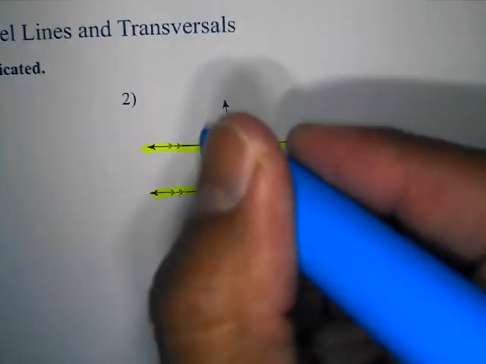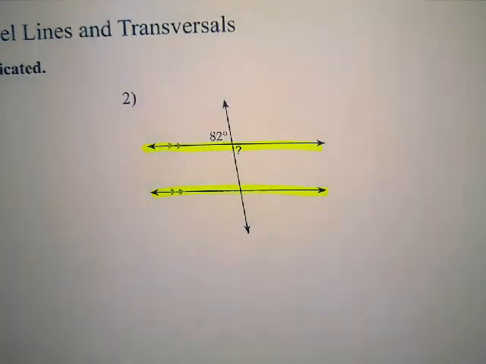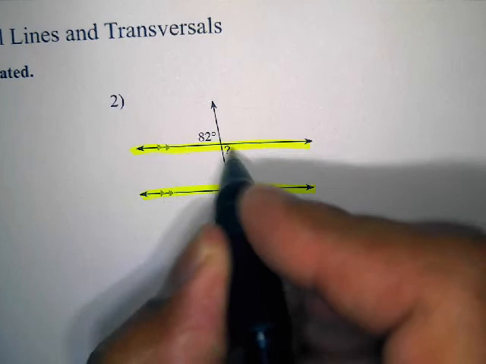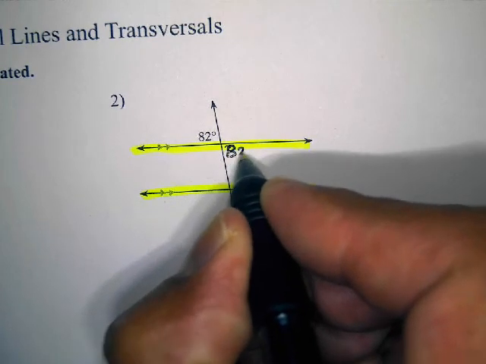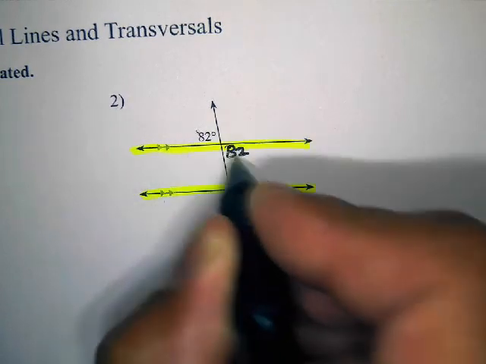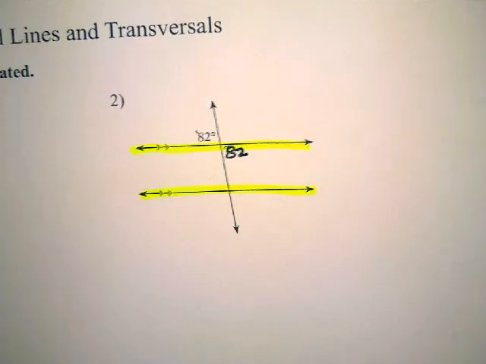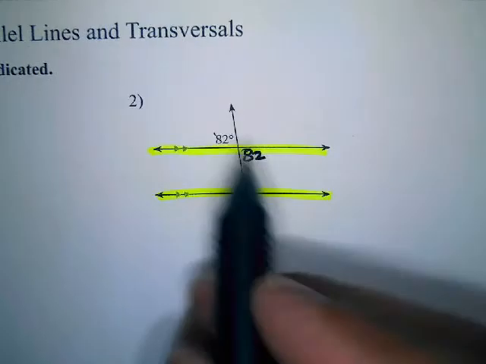So let me color code this again. I'll just do it with different pen colors. If this is 82 and it's black, well then this one's what? 82 degrees, right? They're vertical angles, right? Vertical angles.